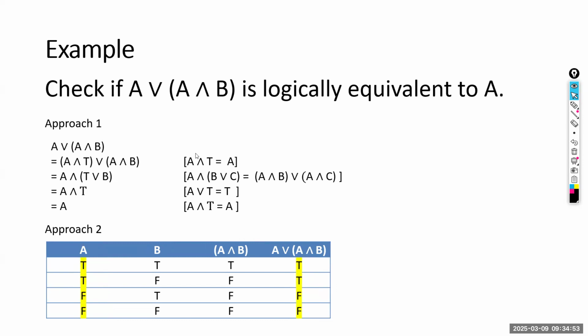So this is a very simple one. There are complicated ones, but the only thing is, with your truth table, you need to gradually build it.